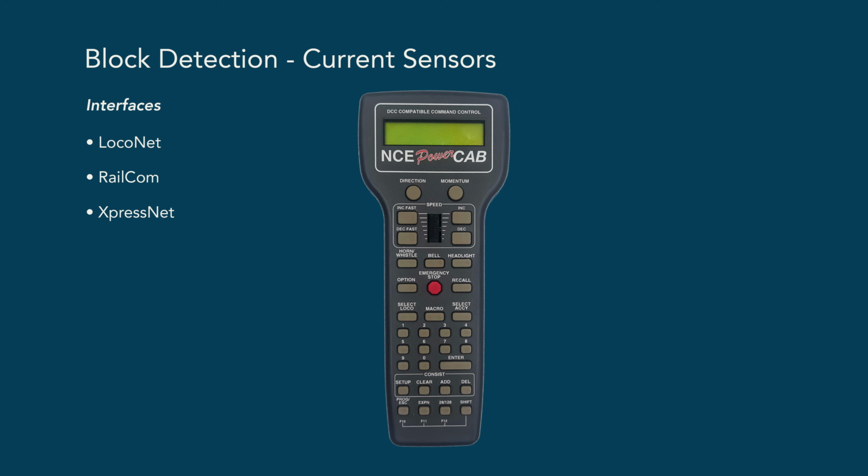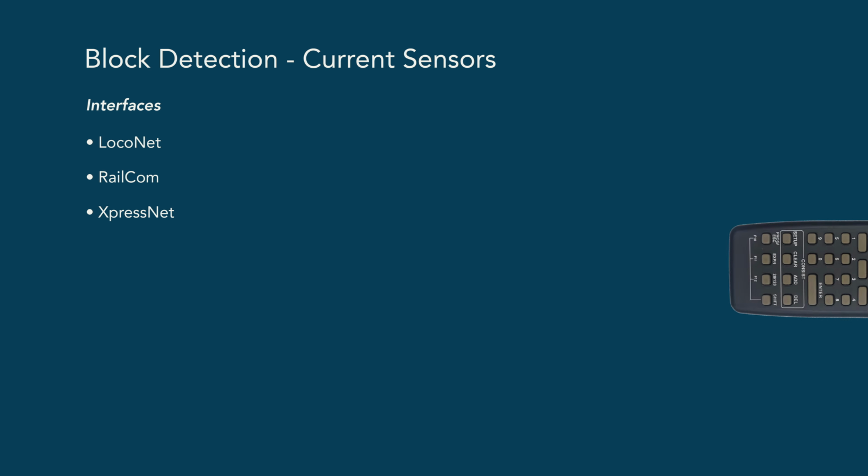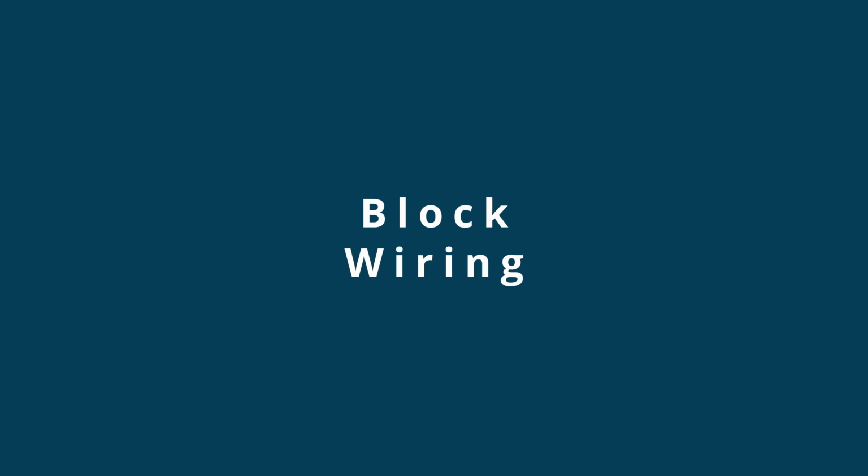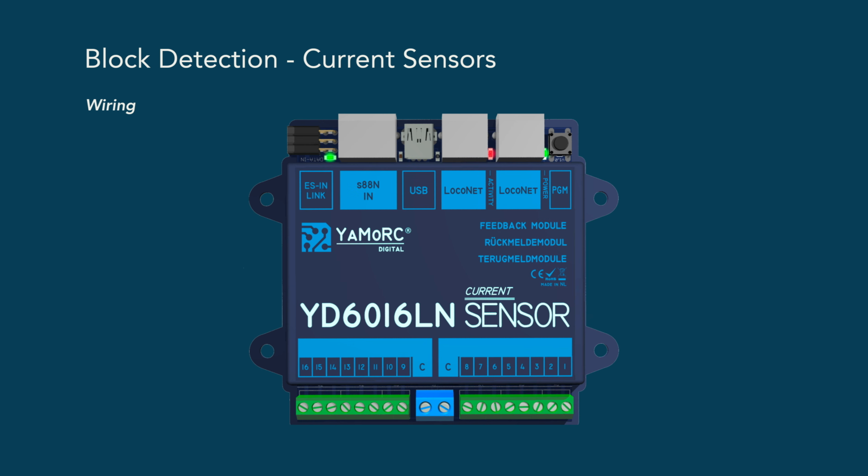The NCE power cab I have doesn't support Railcom, LocoNet, or any other standard interface as far as I'm aware, but please let me know if you know differently. To be honest, having used the power cab for a few months now, I'm not really a fan, so it definitely won't be my main controller for Shelvington in the long term. So where does that leave me? Well, luckily for me, current sensing devices, whatever interface they're designed to be compatible with, require wiring up in similar ways. Let's take the Yamhawk LocoNet current sensing device as an example.